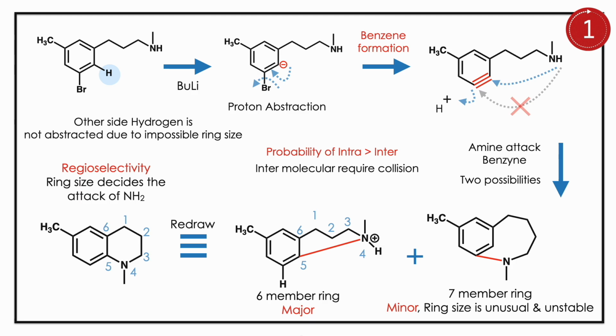Which one is possible? The attack leads to the stable 6-member ring. 7-member ring also possible, but unfavorable ring size leads to the unstable compound. 6-member, if you draw it nicely, you have fused nitrogen, which is reduced pyridine compound. The concept you have to learn here is nucleophile can be internal. If benzyne forms, it will attack very quickly. So it's an intra reaction promoted by the internal attack.